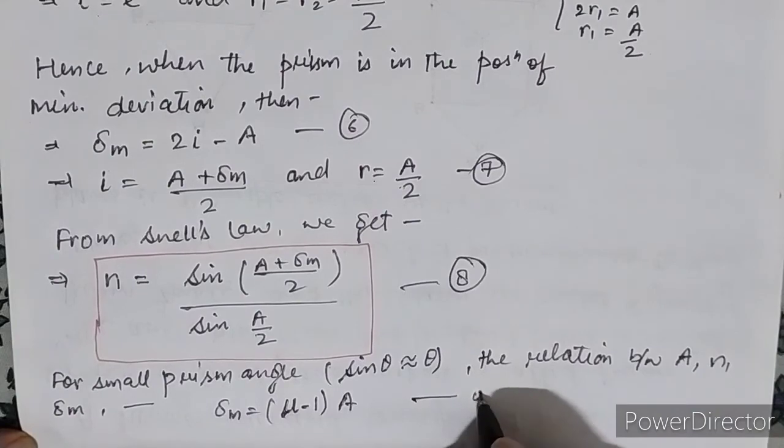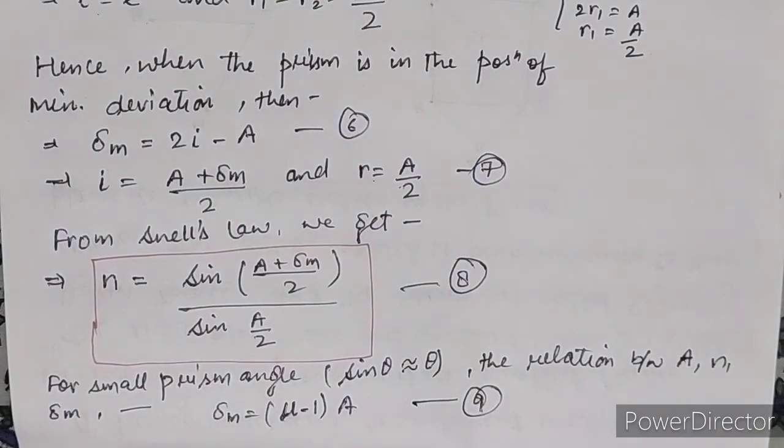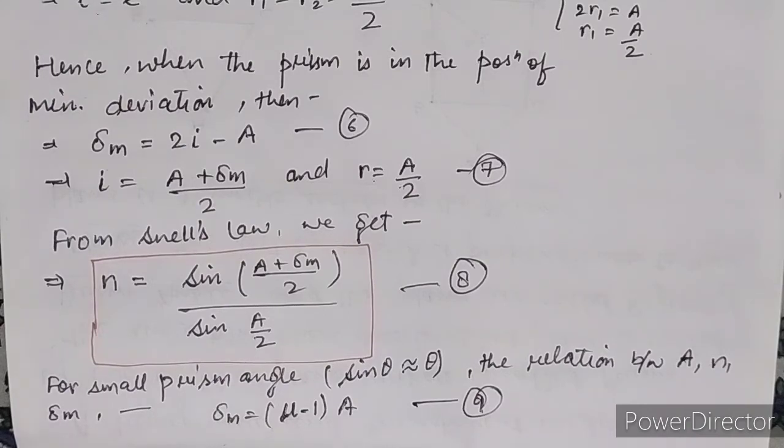Question number 9. It shows that for a thin prism, the deviation is independent of the angle of incidence i. When the prism is very thin, the angle of deviation does not depend on the angle of incidence, but if it is thicker and has some angle, then it depends on the angle of incidence. Clear? Get my point?